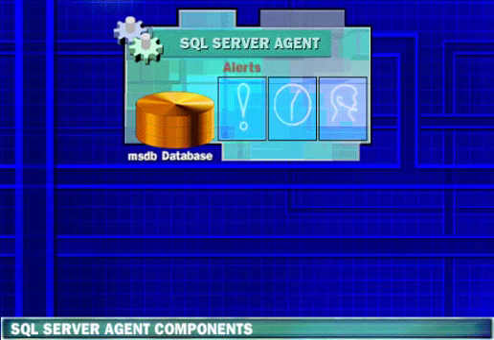An alert is a user-defined response to a SQL Server event. A job is a maintenance or administrative task that consists of one or more steps and schedules. An operator is an individual with administrative responsibilities who can be notified about events.